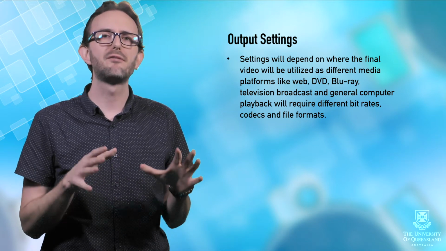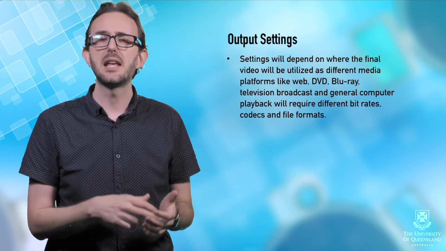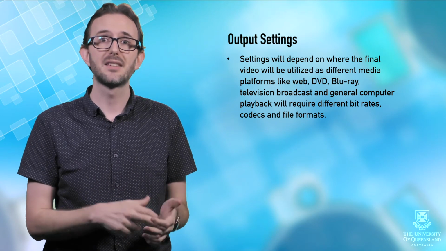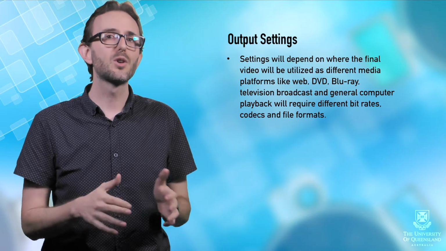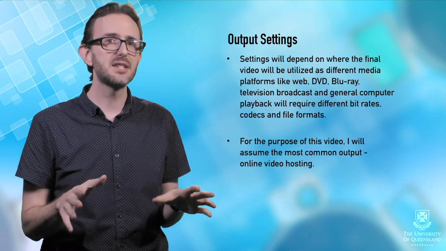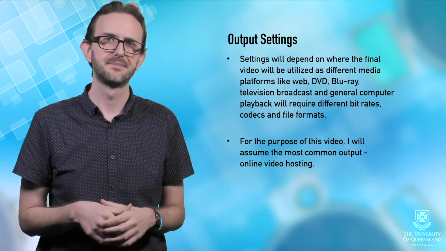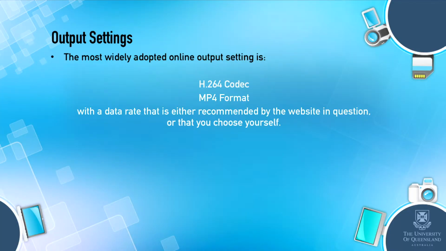Settings will depend on where the final video will be utilized, as different media platforms like web, DVD, Blu-ray, television broadcast, and general computer playback will require different bit rates, codecs, and file formats. For the purpose of this video, I will assume the most common output: online video hosting. Without question, the most widely adopted way of outputting video is by using the H.264 codec in the MP4 format, with a data rate that is either recommended by the website in question or that you choose yourself.